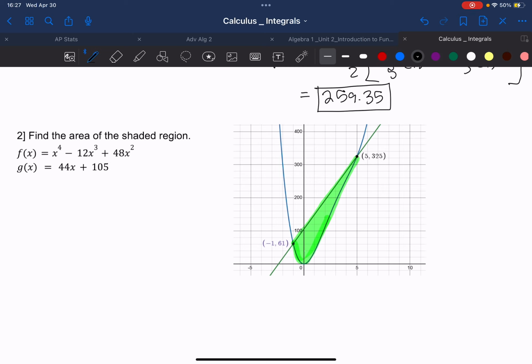Okay, so the first thing I'm going to do is I'm going to look at my graph and notice that my linear line here, the one that's in green, this is representing g of x. And then my parabola here, what's in blue, is representing f of x. Well, looking at the area, I see that g of x from -1 to 5 is on top. So I'm going to do g of x minus f of x.